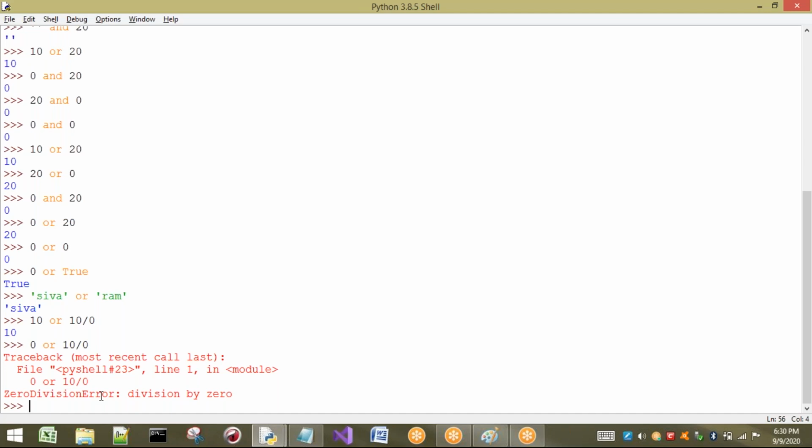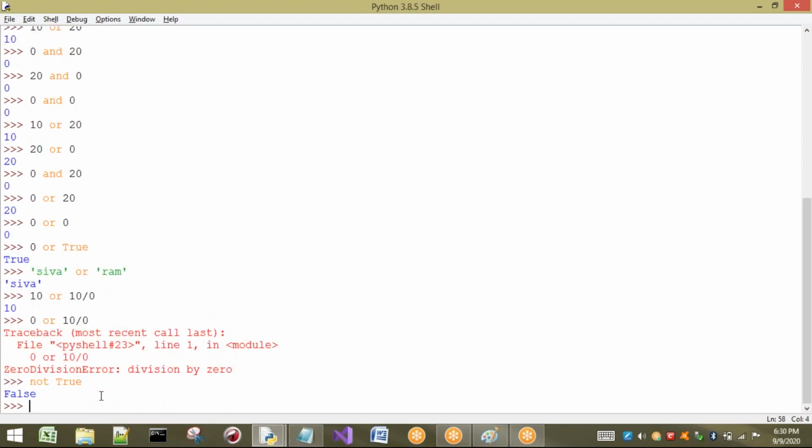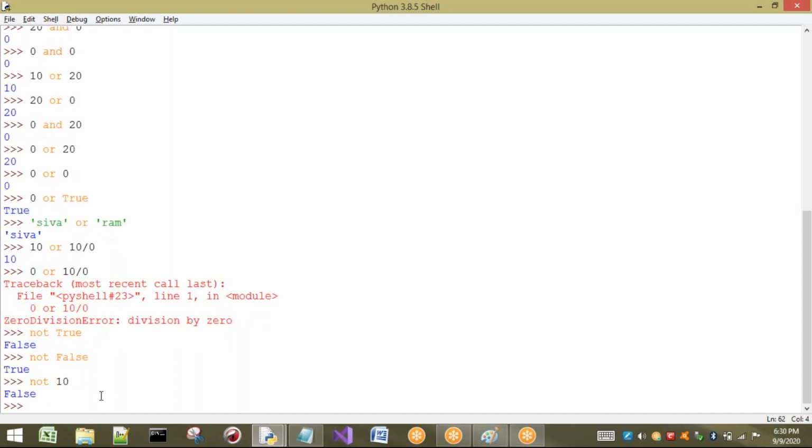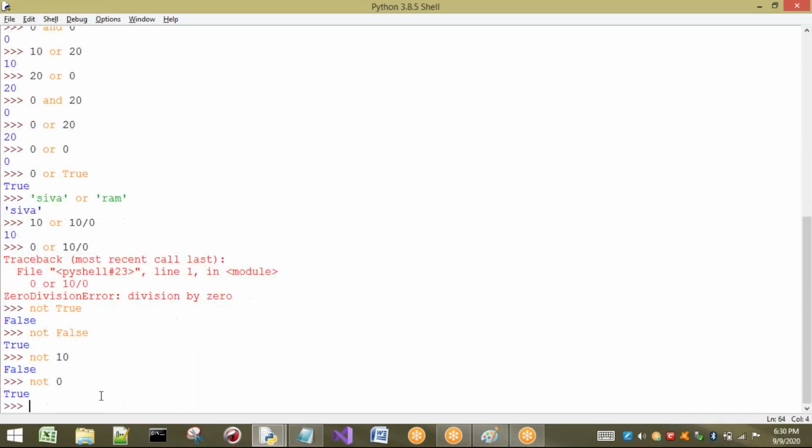Now let us go to the not operation. It's very easy, nothing much there. Not true will be false. If it is not false, it will be true. Next, if I write not 10, 10 means true, as it is a non-zero; it will always treat a non-zero value as true. So the answer will be false. Not 0: 0 will be treated as false, so the answer will be true.